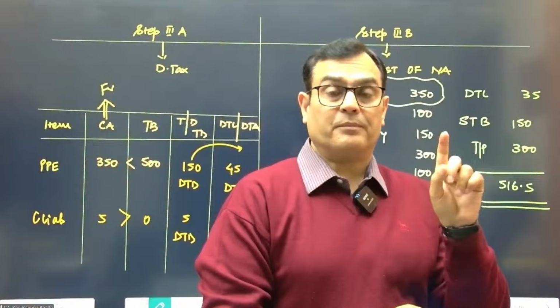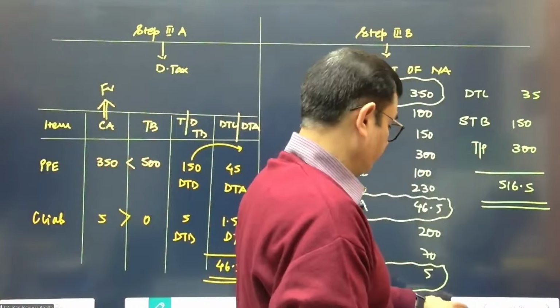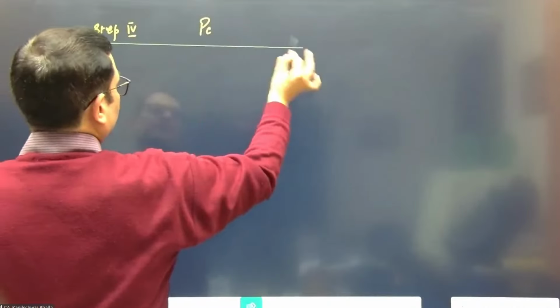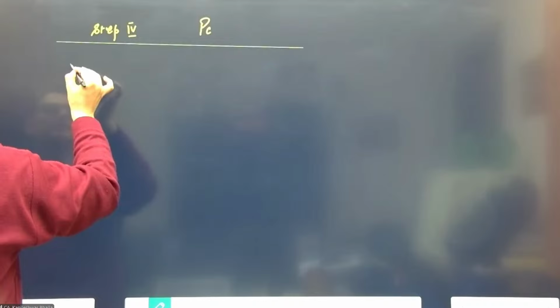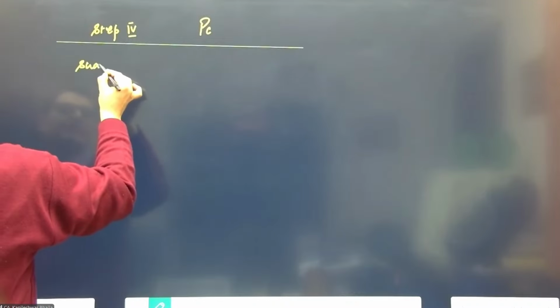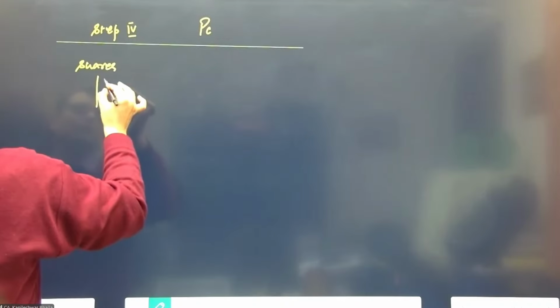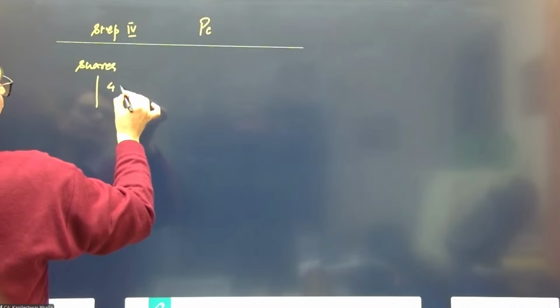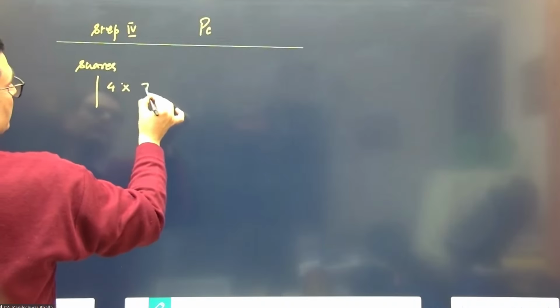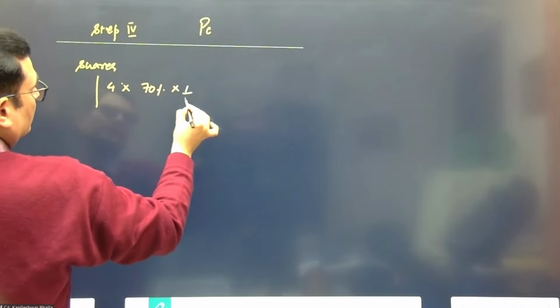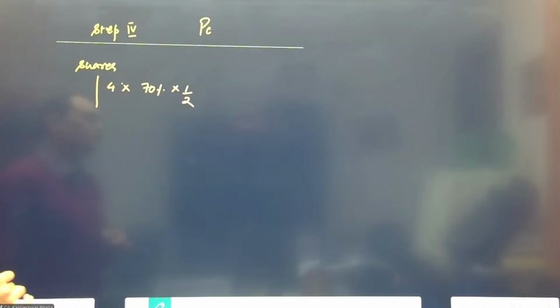Now we come to step number 4, that is PC. Before we calculate the purchase consideration, let's make a list of all the 7 issues. First we'll consider the PC in the form of shares, then we can take care of the 7 issues. What I remember, there were a total of 4 lakh shares and we acquired 70% of the shares, giving 1 share for every 2 shares.